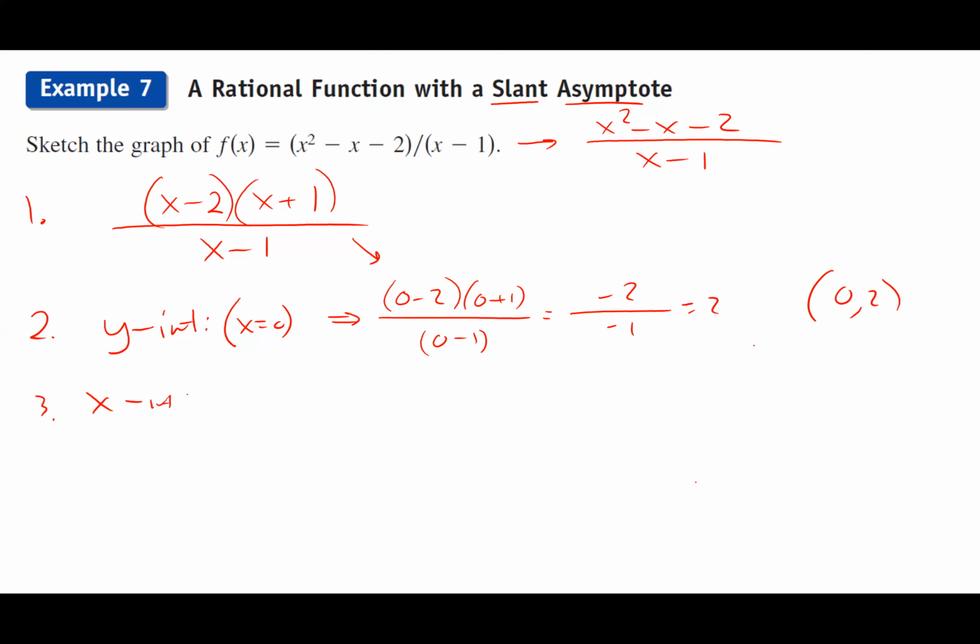X-intercept. Now this one, it is easier to look at the factored form. Numerator equal to 0. In factored form, you can find it right away. What are the 2 numbers that make 0 in the numerator? 2. Awesome. Okay, so we have 2 of these guys here. One is 2, 0. And then we have a -1, 0. I think that's the first time we actually had 2 intercepts.